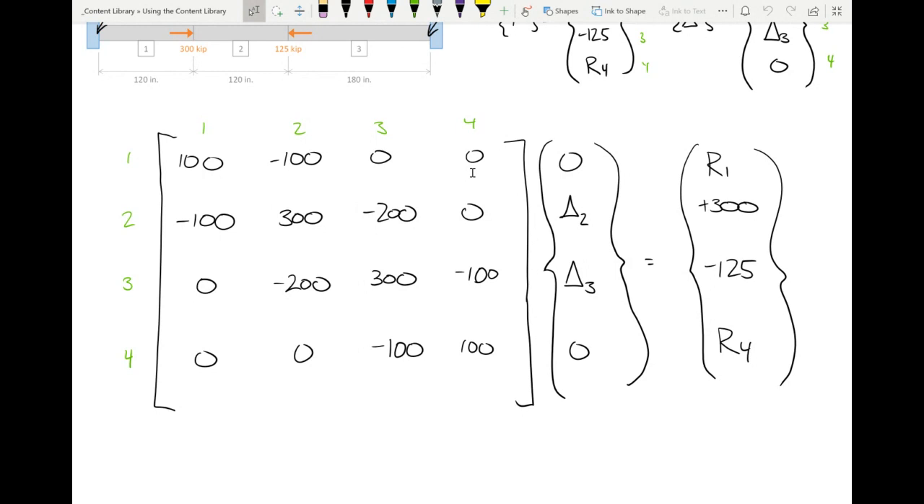When we have flexibility methods versus stiffness methods, what's our unknown?